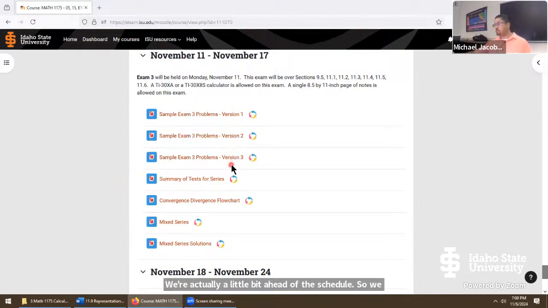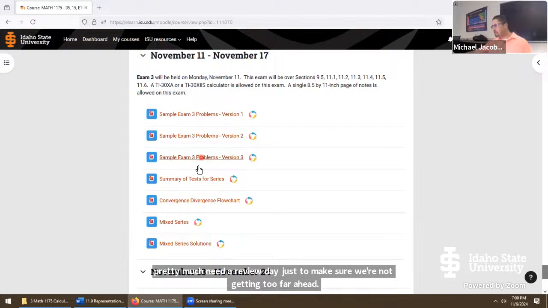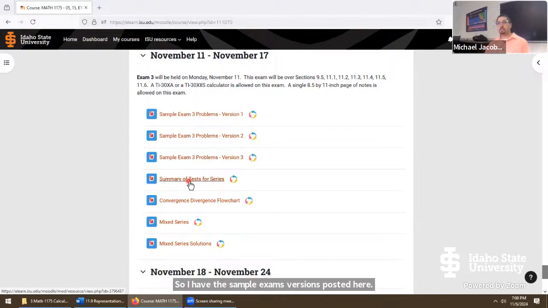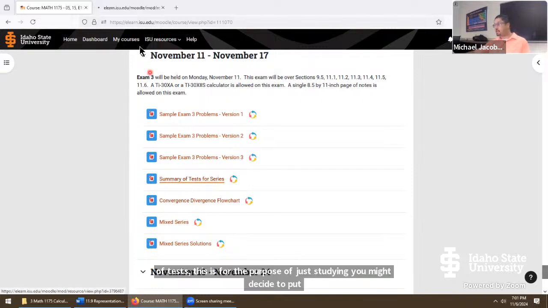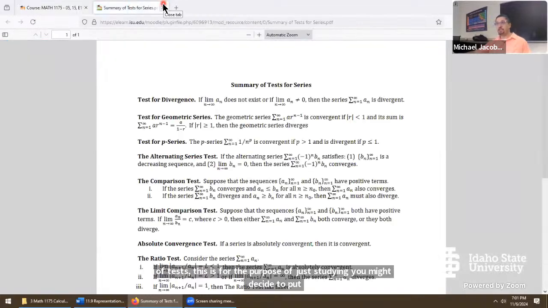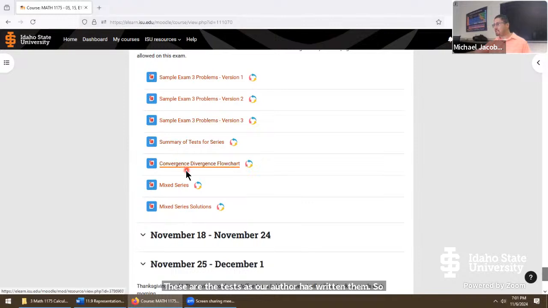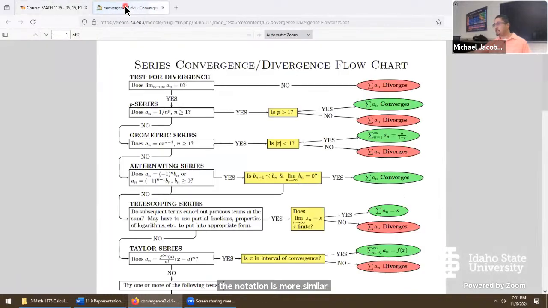So I have the sample exam versions posted here. Summary of tests, this is for the purpose of just studying. You might decide to put information here on your notes or information here on your notes. These are the tests as our authors have written them, so the notation's more similar. And these are the same exact tests as a flow chart. So up to you how you want to put down your notes for this upcoming exam.